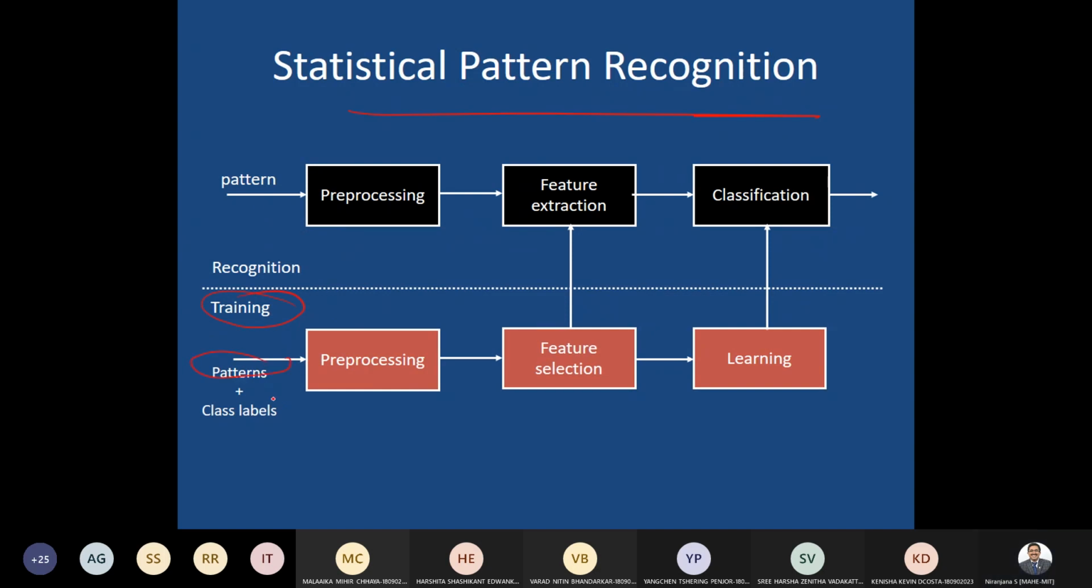You feed your patterns, which may come with labels, where some pre-processing may initially be required. Then you may have to extract features, as we discussed earlier. Then some model has to be trained. This is called the training phase. That is why we have shown a dotted line, just to show this. This is the first phase of our task, training mode.